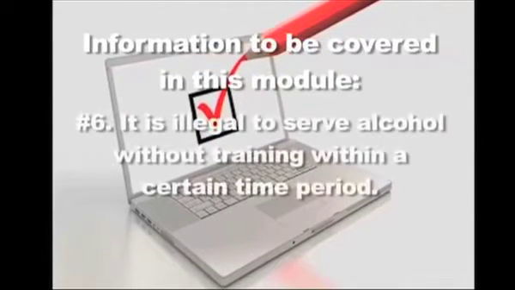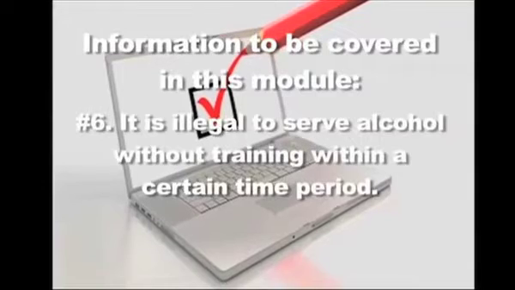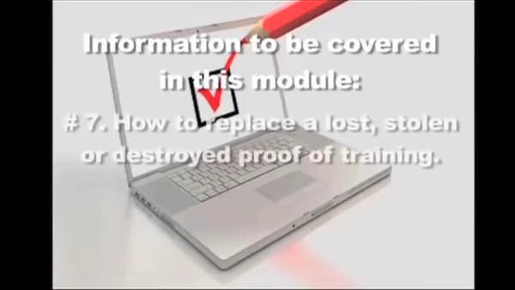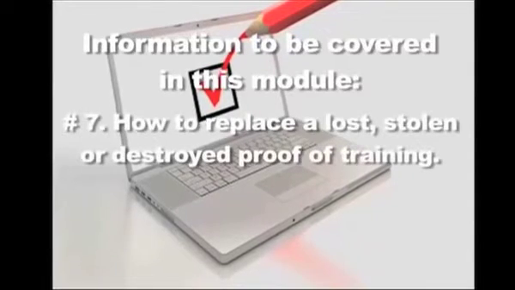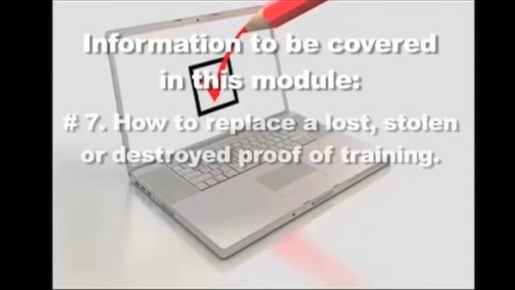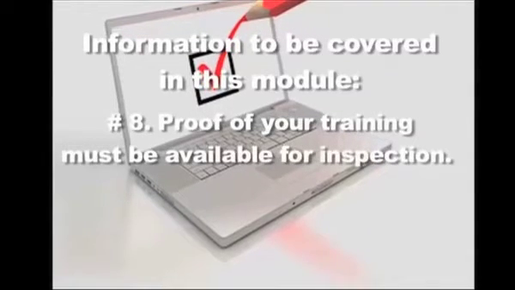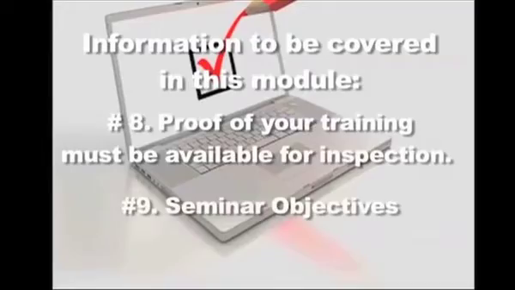Number 6, it is illegal to serve alcohol without training within a certain time period. Number 7, how to replace a lost, stolen, or destroyed proof of training. Number 8, proof of your training must be available for inspection. And number 9, seminar objectives.